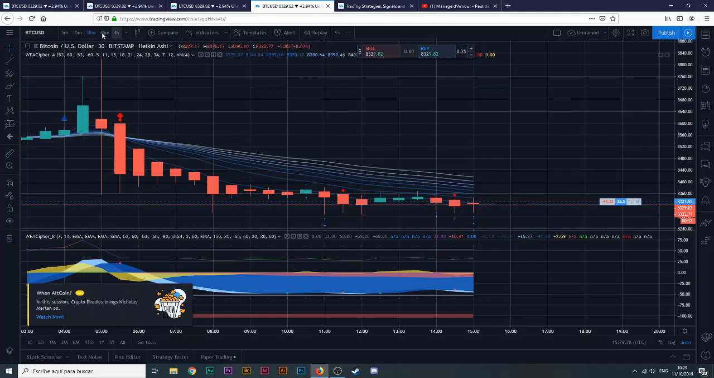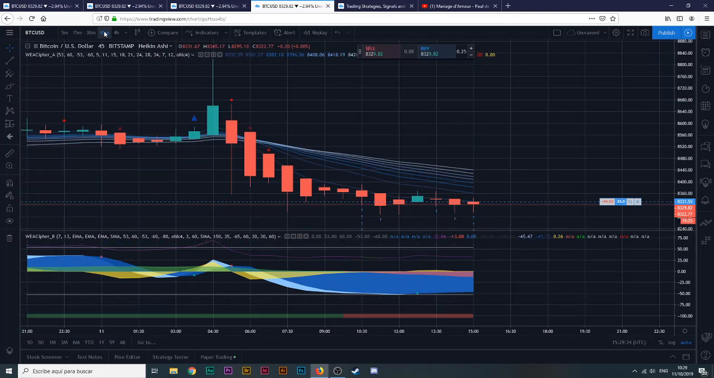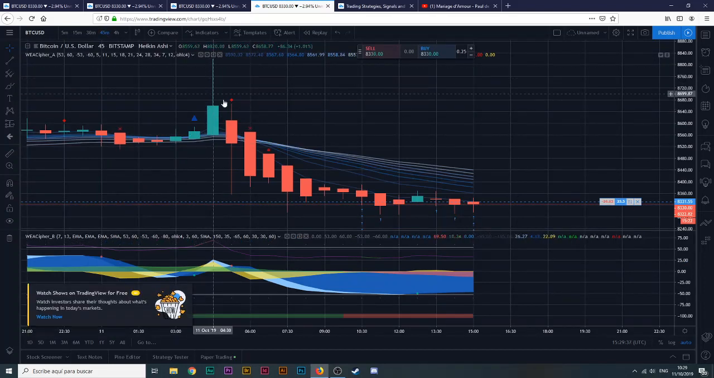For example, here's the 45-minute time frame, and you see we had a huge run up and a huge drop, and now the market is just fluctuating back and forth. On the 45-minute time frame, we have a bottom indicator with the green dot. So we bottomed out, and we have negative cash flow. So is this a good time to enter a trade? Let's look at a couple more things.